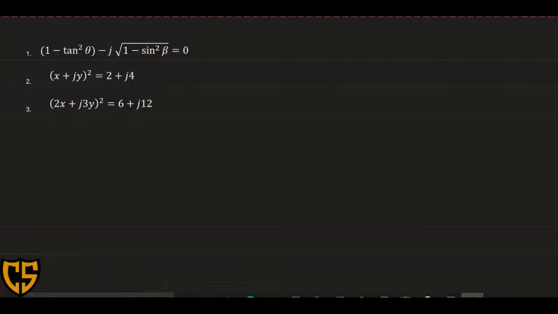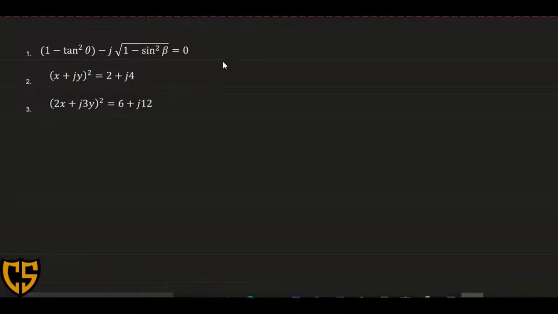So let's start this and let us apply all the concepts of advanced mathematics. We are going to apply theorem 1, 2, and 3 in order to solve for the values of the angles theta and beta for number 1. So let's start.